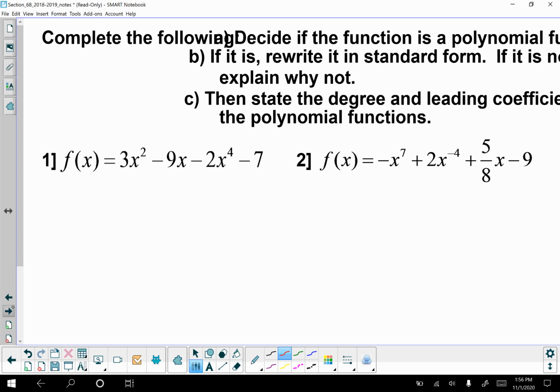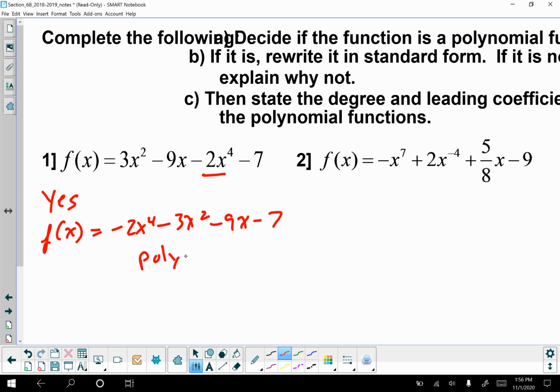Okay, complete the following. Decide if the function is a polynomial. So yes, this is a polynomial. Let's rewrite it in standard form. So I have -2x to the 4th. That was the highest. And then minus 3x squared, then minus 9x, minus 7. We're just going to call this a polynomial because we have more than 3 terms. I'm sure there's a Latin root to it. But because it's raised to the 4th power, it's a 4th degree.